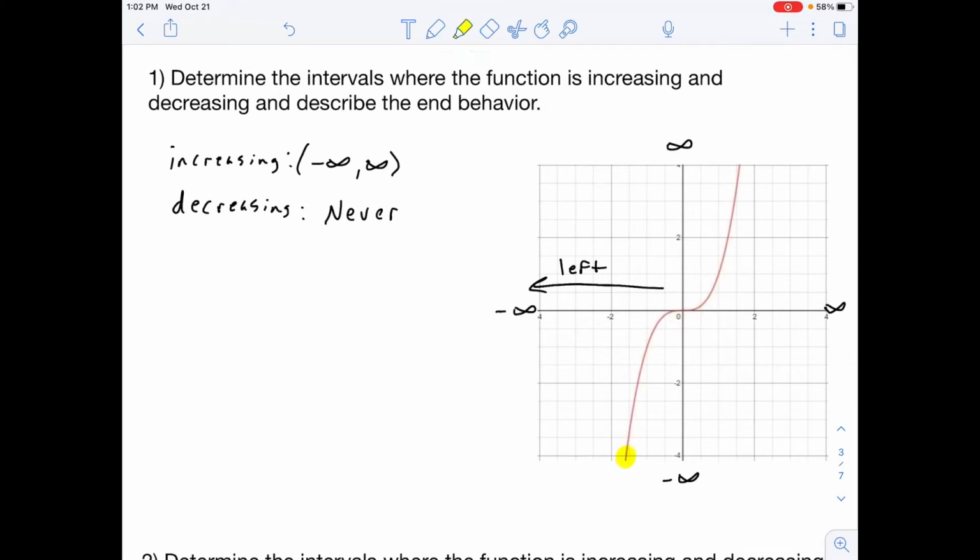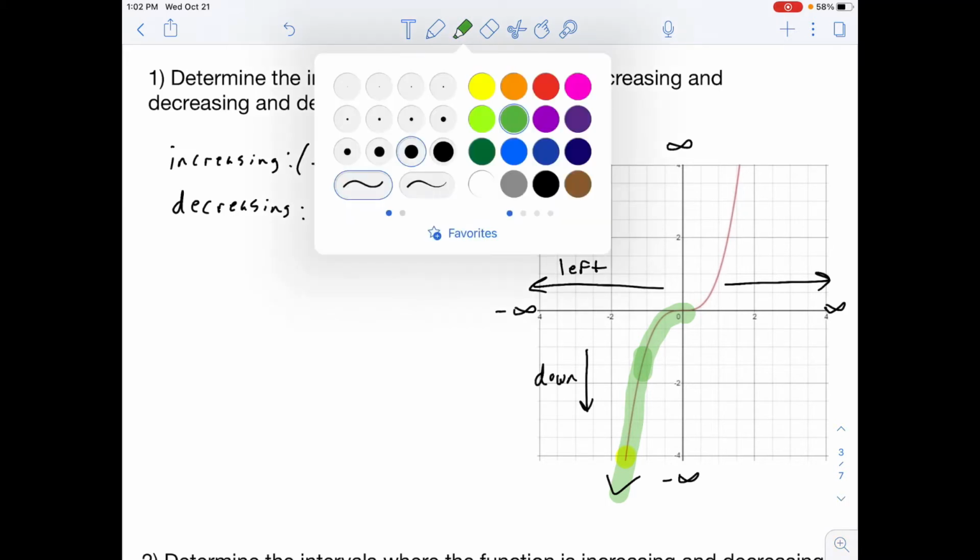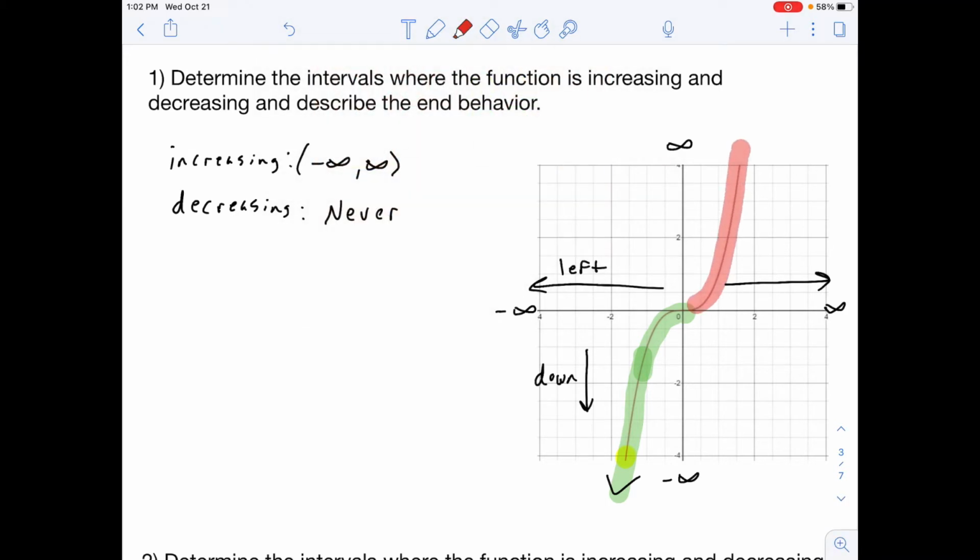I'm going to use a different highlight color here to illustrate it. So what am I doing? Where is this function going as I go to the left? Well, it's pretty clear that this function is going down to negative infinity. So as we go to the left, the function is going down. Now let's look at the right. As I go to the right, I'll pick a different color. What's the function doing? It's pretty clear that that's going up.